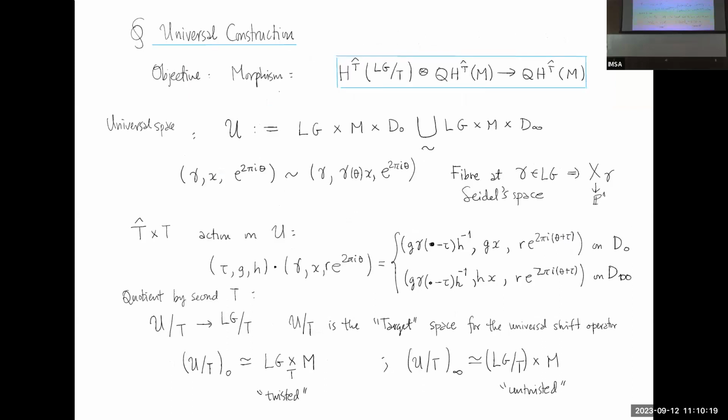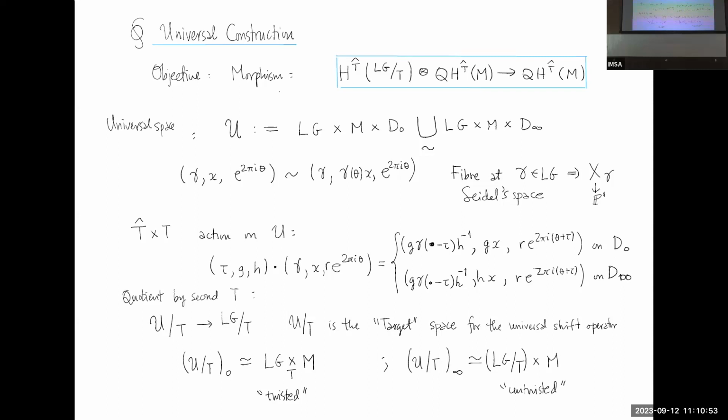So what I'm trying to do is to construct this action of the equivariant homology of the affine flag LG mod T. This is called the nilpec algebra, acting on the equivariant quantum cohomology of compact symplectic manifolds that we had yesterday. And for that, we want to work universally. So the idea is to create a space that can parameterize all the possible Seidel spaces that you can have for each one of the loops that you get.